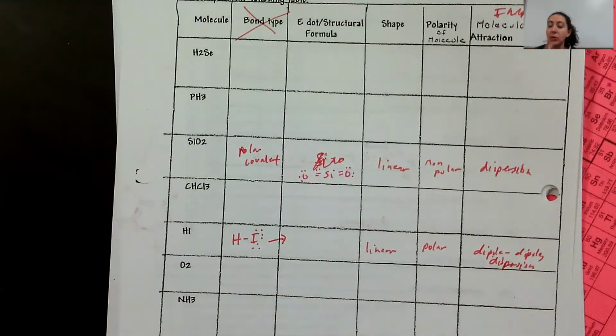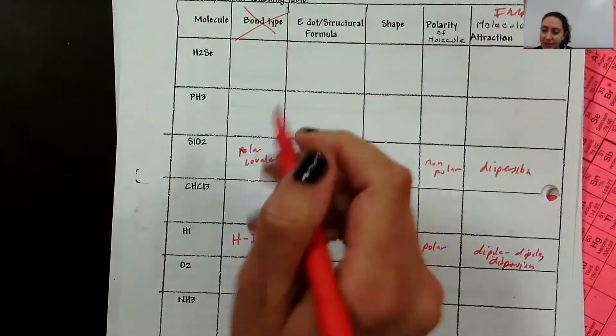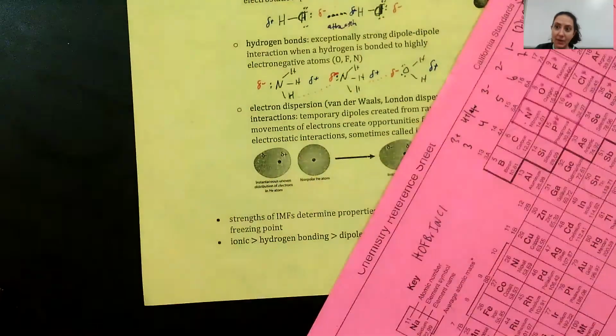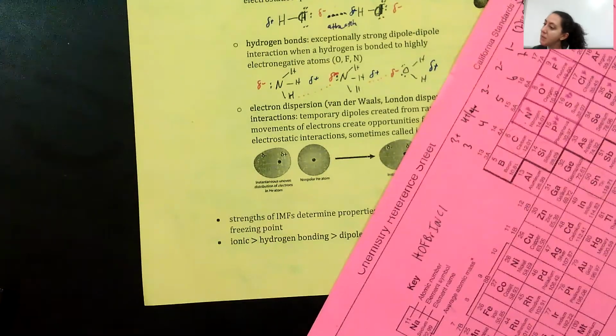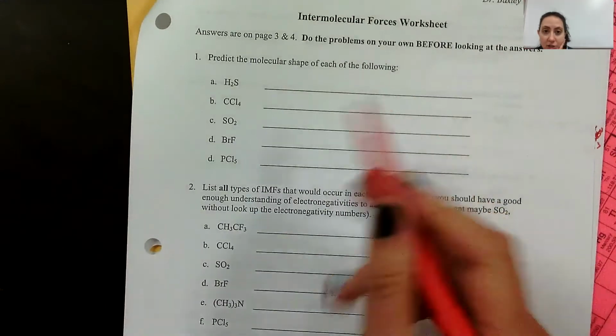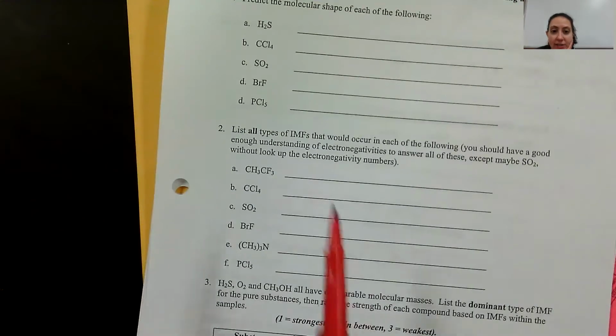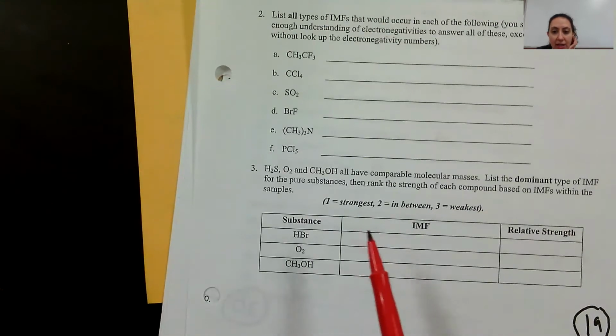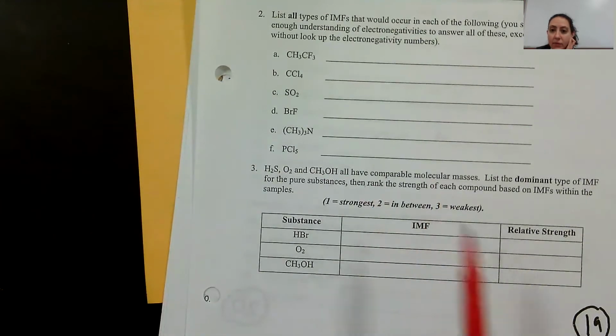So this is a really great summary of everything we've learned, except for the part you can skip, because don't worry about it. Definitely AP, but not right now. This is page 19. Predicting the shape, that's fun. Listing all the IMFs, also very fun. We've already kind of covered some of those. These ones are what force they have, and then their relative strength. So like 1, 2, 3, that kind of thing.